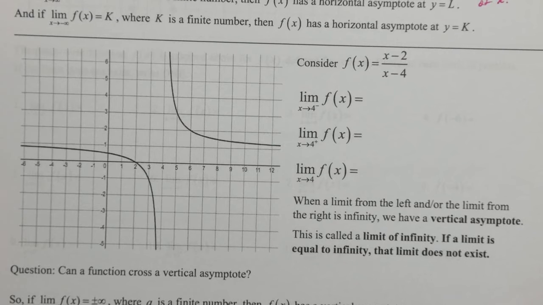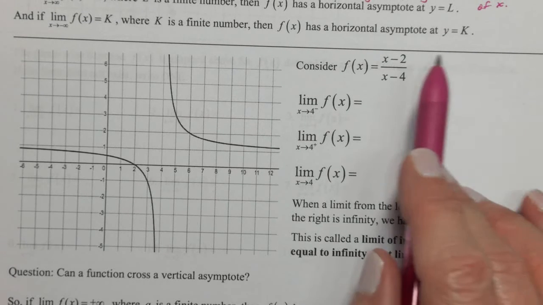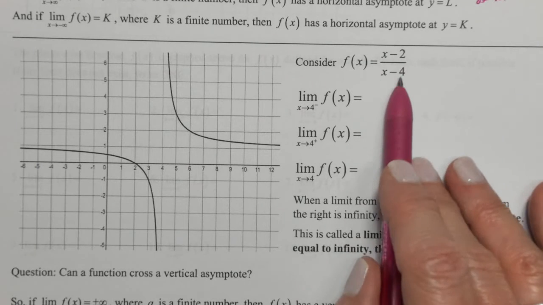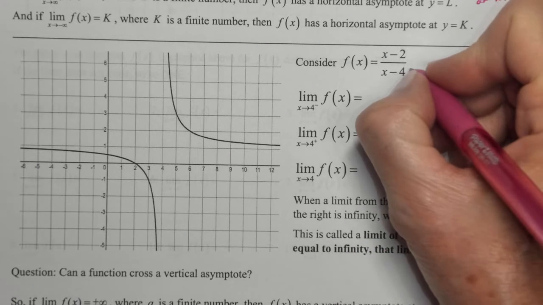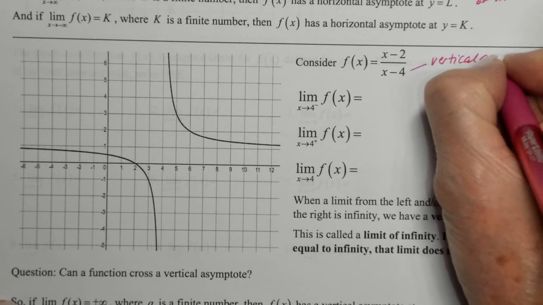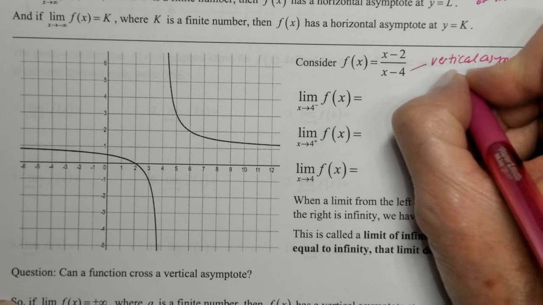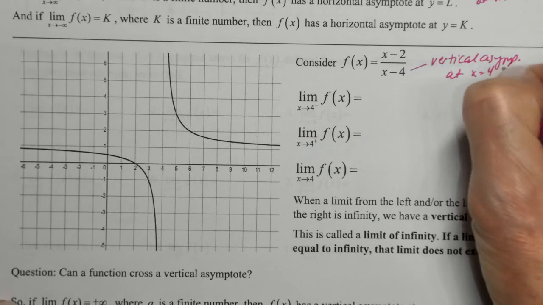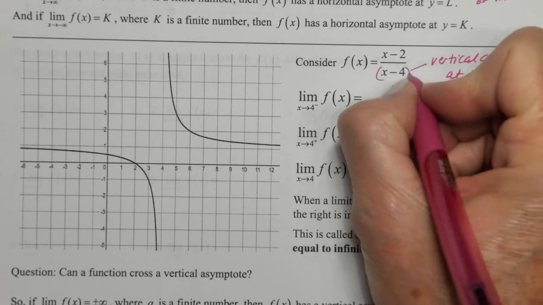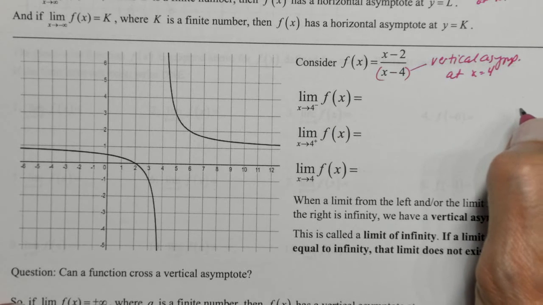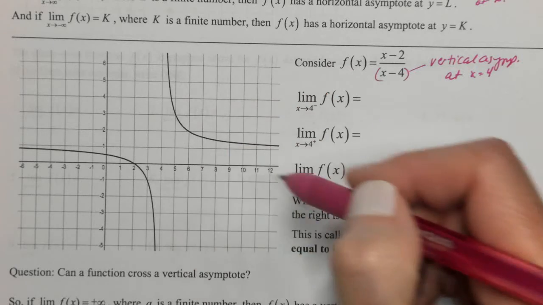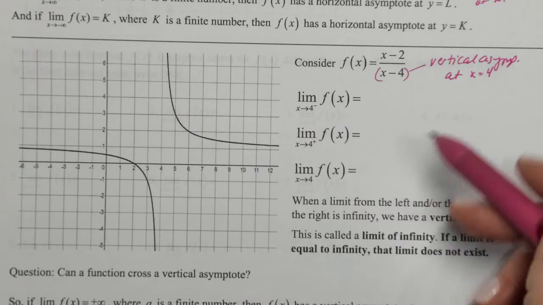It's not the same graph. It's a different graph now. Okay, let's consider this one. So we have this. There's no hole. There is a vertical asymptote at x is equal to 4. Vertical asymptote at x equals 4, because x equal to 4 makes that function undefined. So we do have a vertical asymptote at x is equal to 4, and we can see that here.